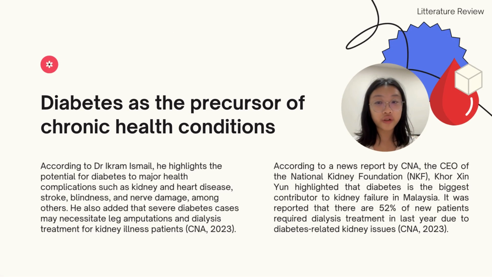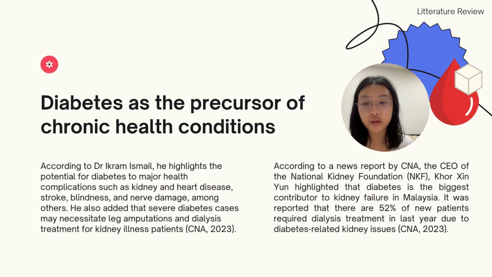This is the literature review. The first subtopic is diabetes as a precursor of chronic health conditions. According to Dr. Ikram Ismail, diabetes has the potential to lead to major health complications such as kidney and heart disease, stroke, blindness, and nerve damage, among others.